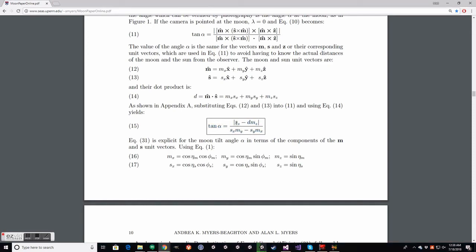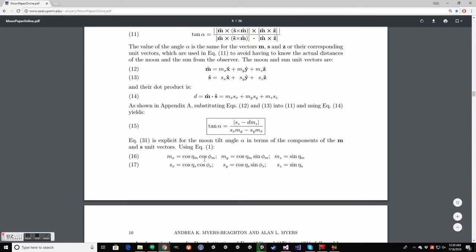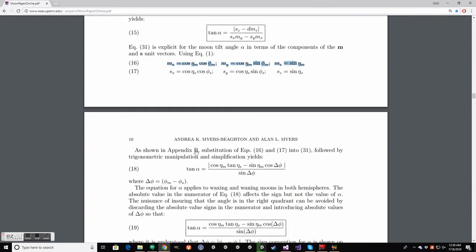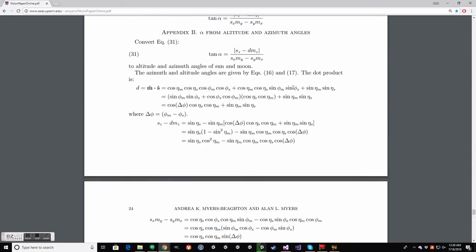So at this point, we're in terms of x, y, and z, but we'd really rather be in terms of the angles, the elevation and azimuth angles. We're just going to swap those out right here and proceed with that. Now it's going to take us into an appendix. You can skip ahead. We're going to end up here and go through the appendix and see how we got that.